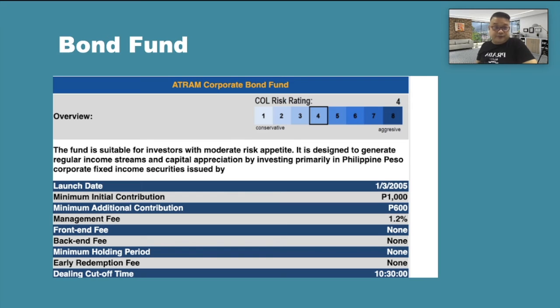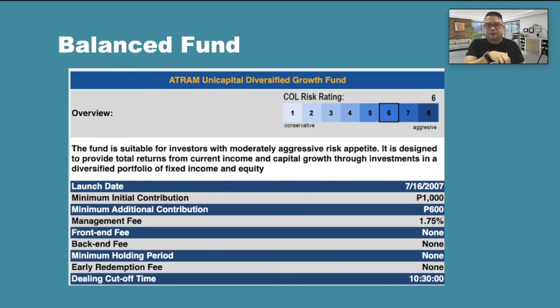Management fee is 1.2%. No front end and back end fees. And walang holding period. Anytime you can withdraw without being penalized for early redemption. Ganda 'yon na wala siyang holding period, walang early redemption fee. So if your time horizon is medium term and your risk tolerance is moderate, para sa'yo itong bond fund. Again, I'm using HRAM Corporate Bond Fund as just a form of illustration. Then, we have the balanced fund.